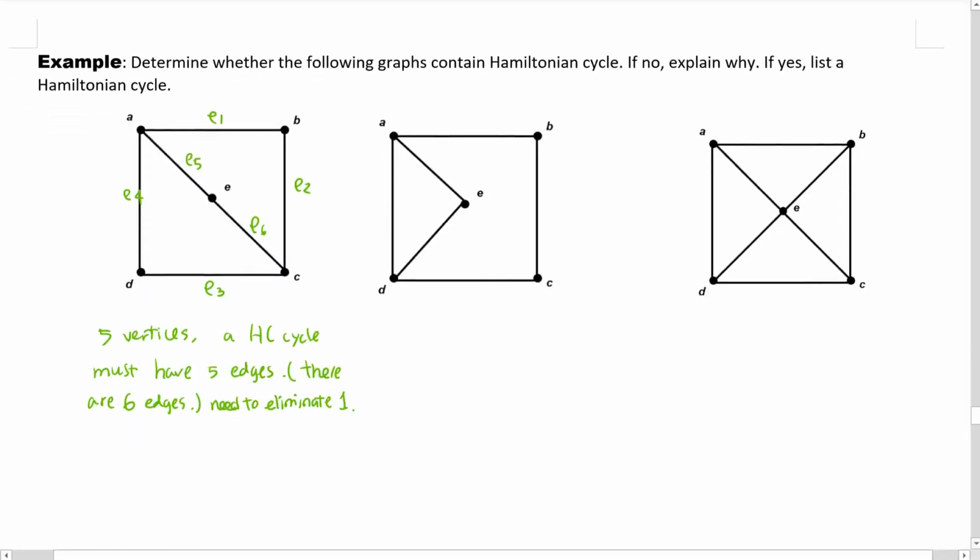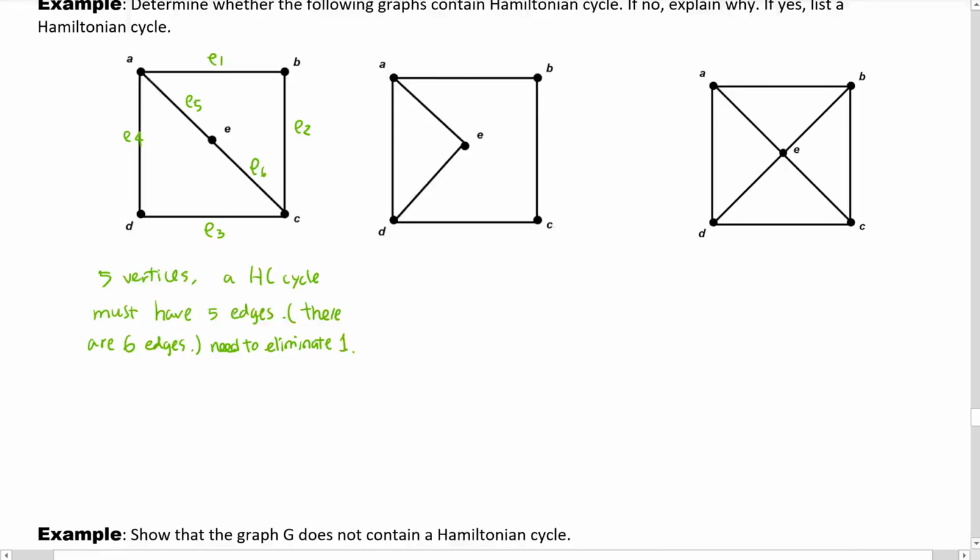Okay, so how do we eliminate? First look at the vertex with degree 2. So we look at the vertex with degree 2. This is this guy, which means the edges connecting to it cannot be eliminated. So we want to keep E4, E1, E2, E3, E5, and E6. You can see we cannot eliminate any of them.